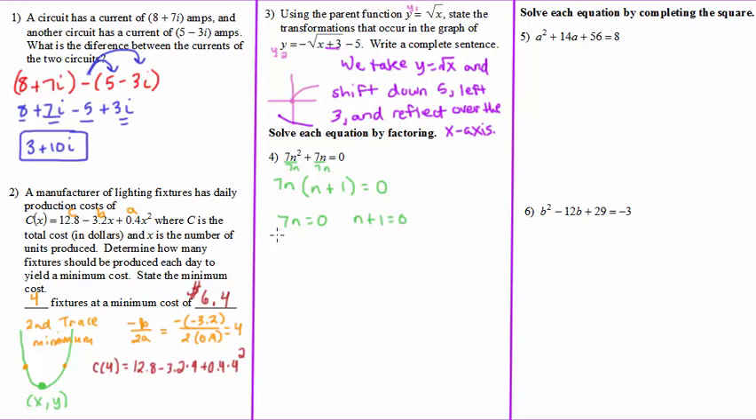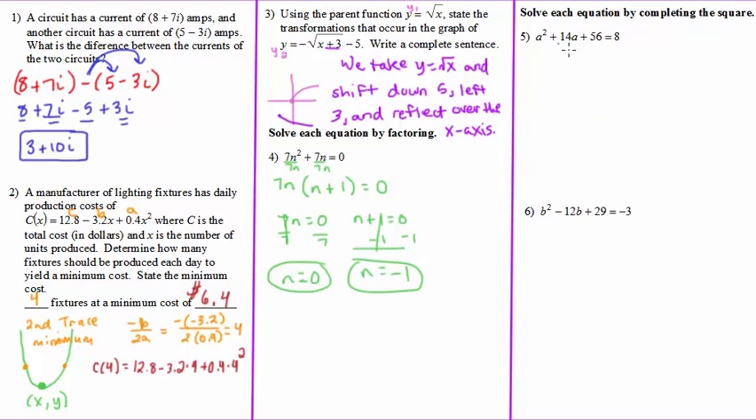Once we have it factored, we set each part equal to 0. And so if I divide both sides by 7 here, I get n equals 0. Here I subtract 1 and get n equals -1. So my two answers are 0 and -1.